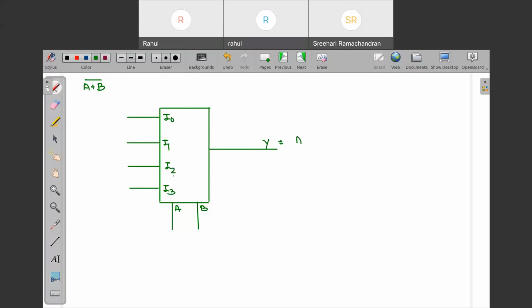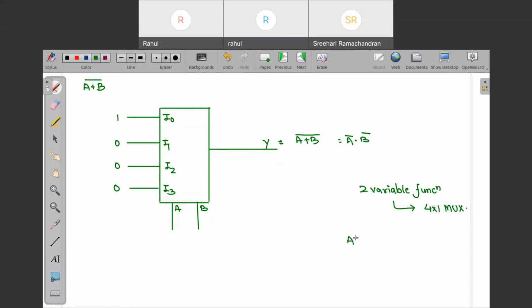So what we require? We require (A plus B) whole complement. So that is what? A complement dot B complement. So simply if I put 1 over here and remaining all zeros, I will be getting this one only. So you can see any two variable function I can construct using a single 4 cross 1 mux.